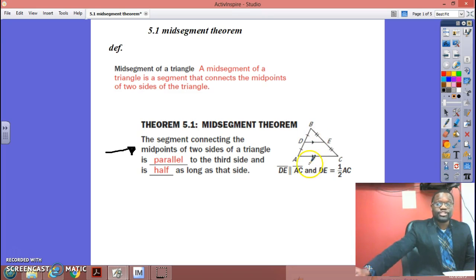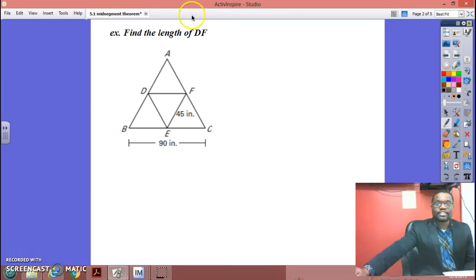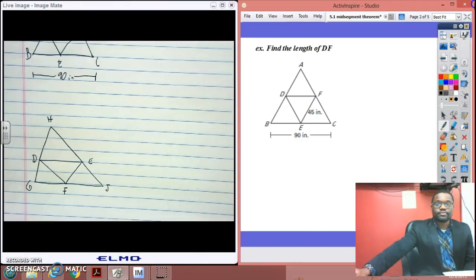And they have a relationship. That relationship is this short side is half of this longer side. The short leg is half of the longer one. And so this equation right here becomes very important: DE, or the top one, is half of AC, or the bottom one. All right? So that's the major thing to remember and understand. And let's actually work an example.